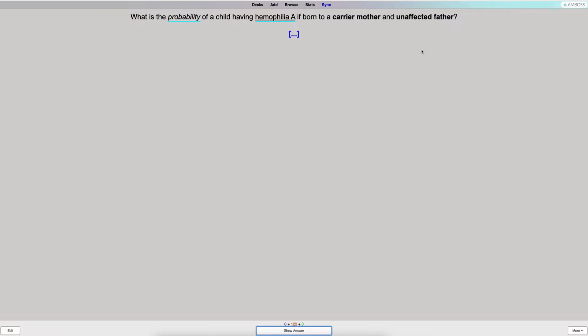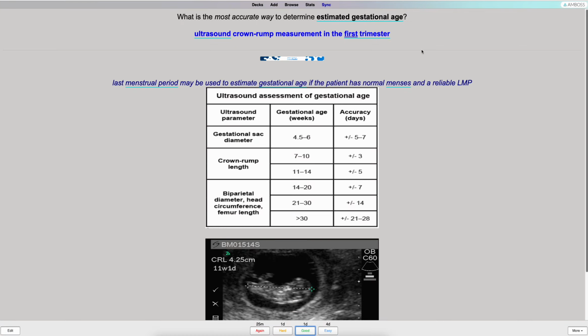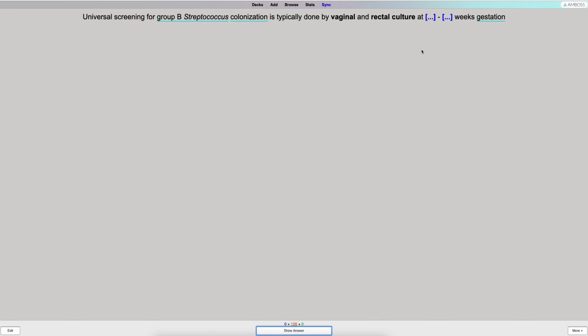As well as having children who are born to carry an unaffected father. 25% chance of passing on that. All contraceptives are associated with a hypercoagulable state. Most accurately determined gestational age is by transvaginal ultrasound in the first trimester. You're looking for group B strep and vaginal culture at 36 to 37 weeks.